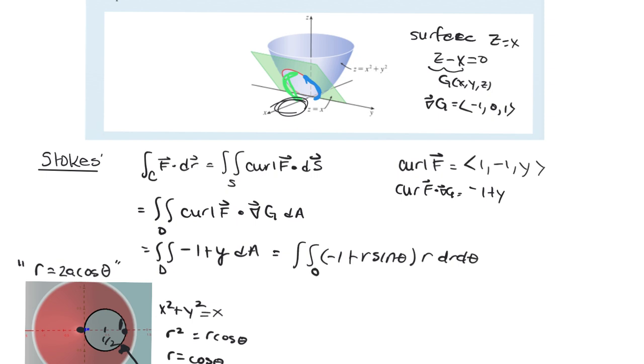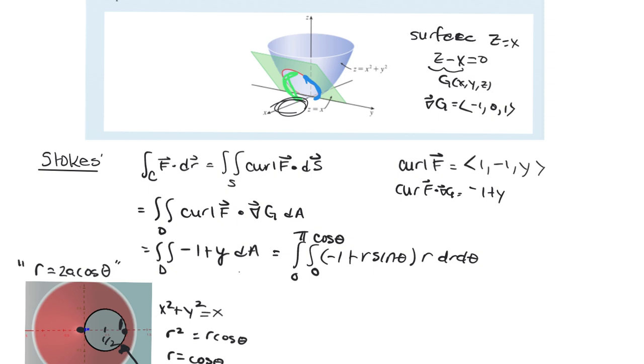R is going to go 0 to that curve, and that curve we called cosine theta. And theta goes, again, be careful here, it's just 0 to pi. It's not 0 to 2 pi. 0 to pi, in this case, will take us all the way around. So 0 to pi. Okay, so that one has no twists and turns in it. That's an easy integral. I'll leave that for you.